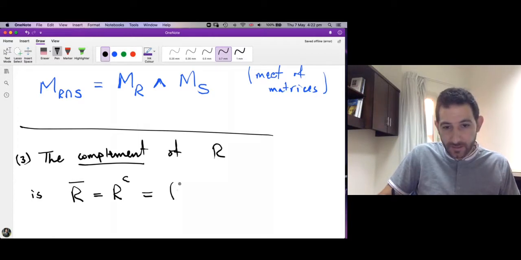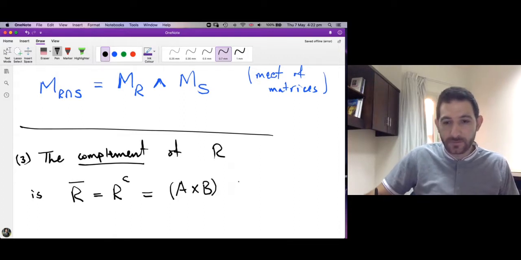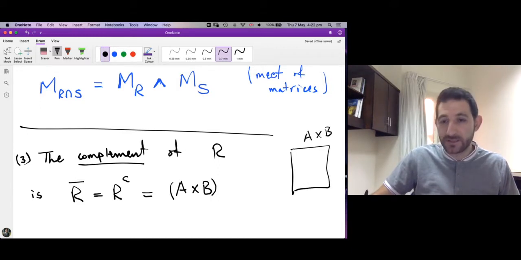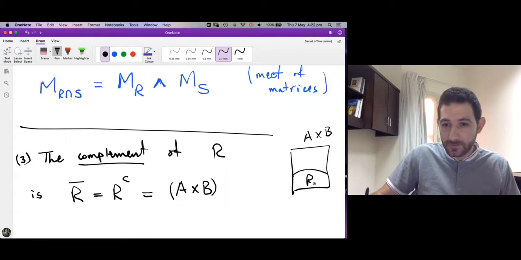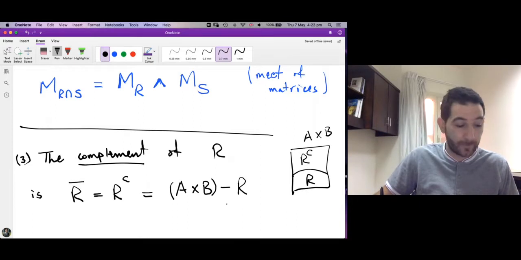This will be the set A cross B. Okay, so let me draw the picture first. Suppose this is the set A cross B. This is the set of all pairs. And what is R? R is a relation, it's a subset of A cross B. Now the complement of R is the relation RC. So RC is A cross B minus the set R. So all pairs in A cross B which are not in R.